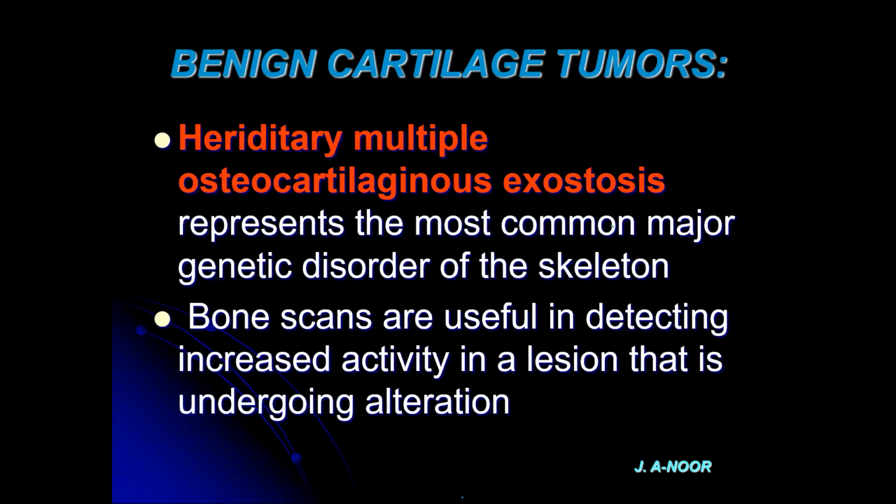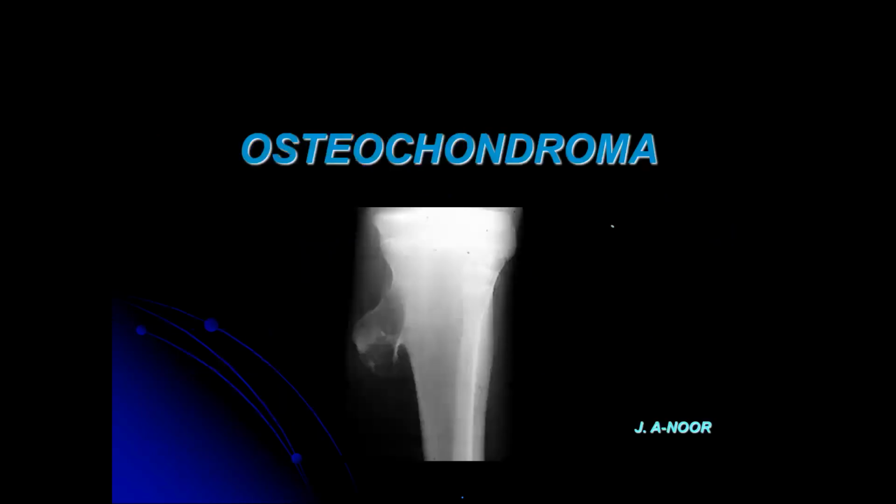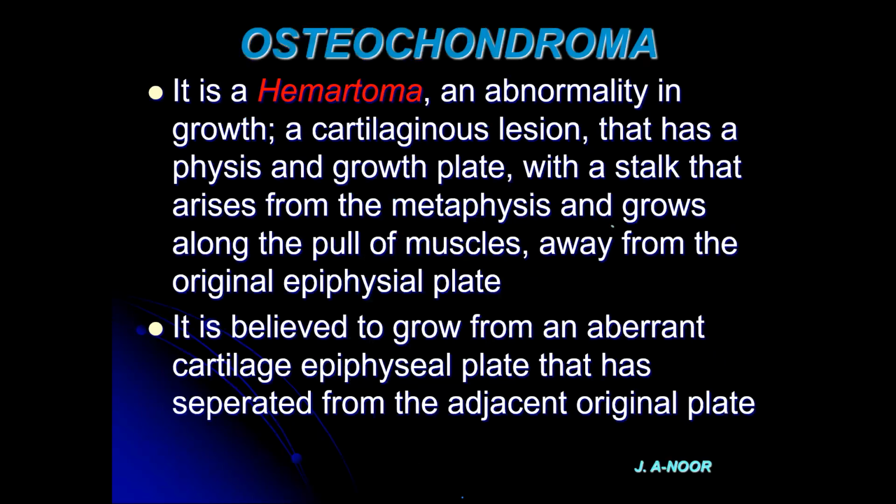Hereditary multiple osteocartilaginous exostosis. This represents the most common major genetic disorder of the skeleton. Bone scans are useful in detecting increased activity in a lesion that is undergoing alteration. It is a hamartoma, osteochondroma. An abnormality grows a cartilaginous lesion that has a physis and growth plate with a stalk that arises from the metaphysis and grows along the pull of muscles away from the original.